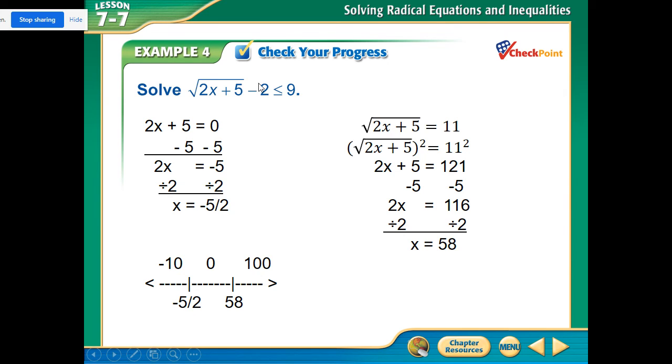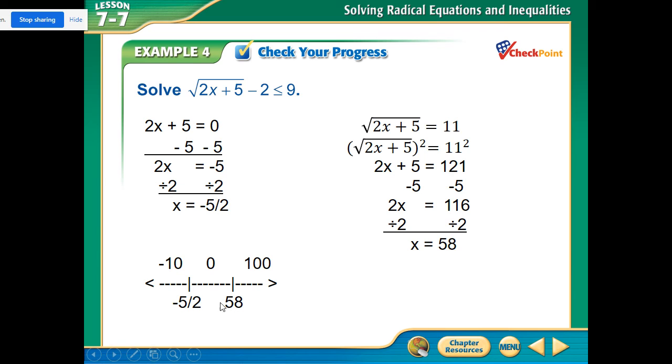Then I'm going to actually solve this. I solve this by adding 2 over to 11. Again, notice I just went with an equals because it's just easier. Square both sides, 121 minus 5, divide by 2, x equals 58. So now I have my two areas here. And I need something in between them.